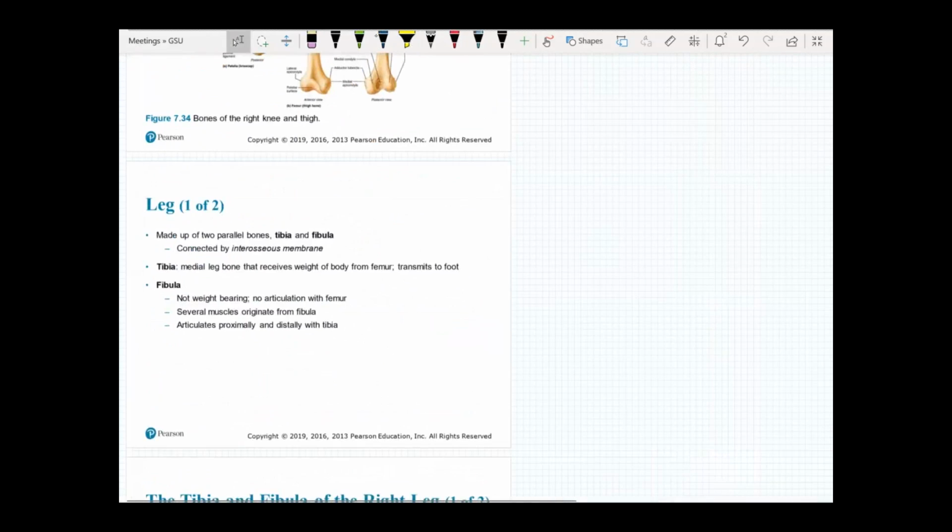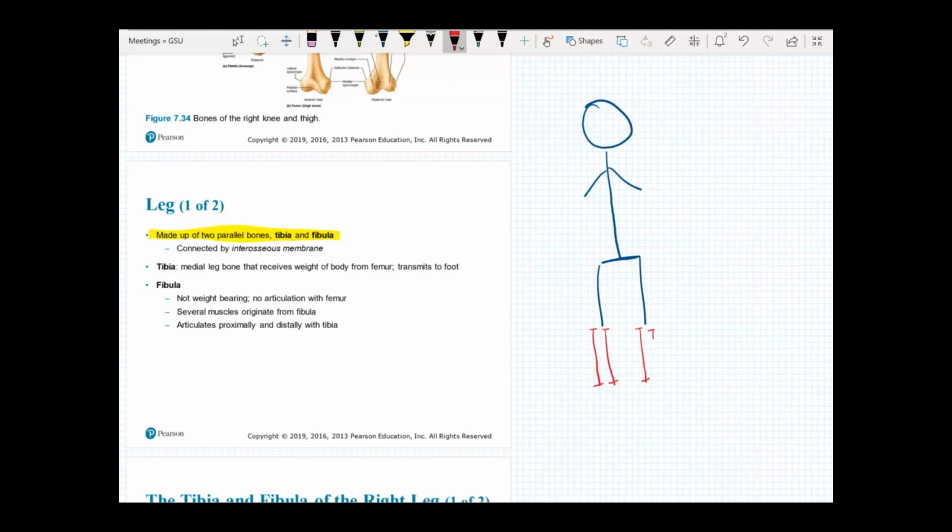But then these will connect to the bottom part of your leg, which is going to be made up of two parallel bones, the tibia and the fibula. So this is going to be very similar to the arms with the ulna and radius. So coming off my hips, I'm going to have my femur, which is going to be like this. We'll just make it a little shorter. And then you're going to have your two parallel bones. So you will have an outside and an inside, an outside and an inside. So these parallel bones are essentially going to be the exact same setup.